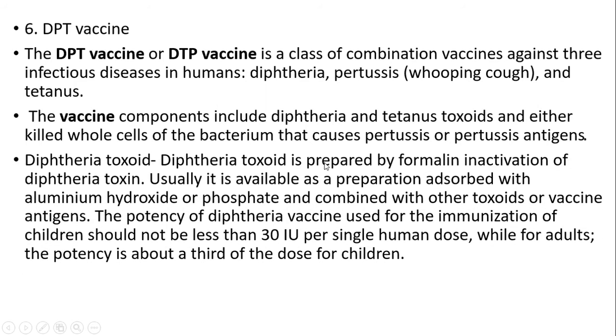Diphtheria toxoid. Diphtheria toxoid is prepared by formalin inactivation of diphtheria toxin. Usually it is available as a preparation adsorbed with aluminum hydroxide or phosphate and combined with other toxoids or vaccine antigens. The potency of diphtheria vaccine used for immunization of children should not be less than 30 international units per single human dose, while for adults the potency is about a third of the children's dose.